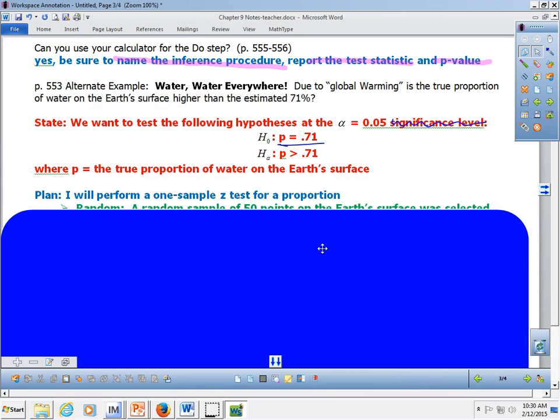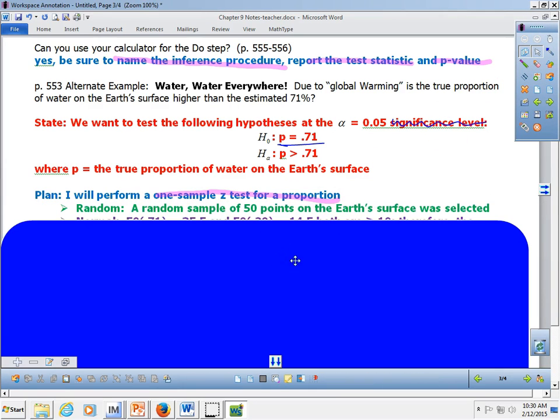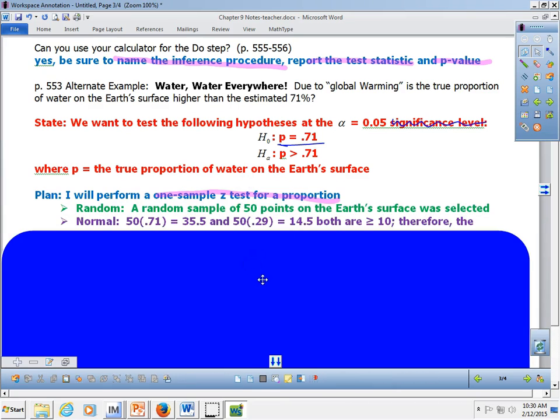Next is our plan step, right? List your inference procedure. What are you going to do to try to answer this question? I'll perform a one-sample z-test for a proportion. And now go check your conditions. Random. Well, they chose 50 random points on the Earth's surface, and so that satisfies the random condition, right?